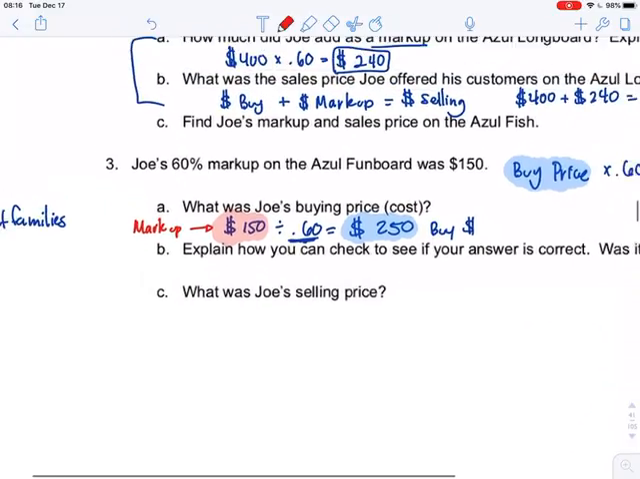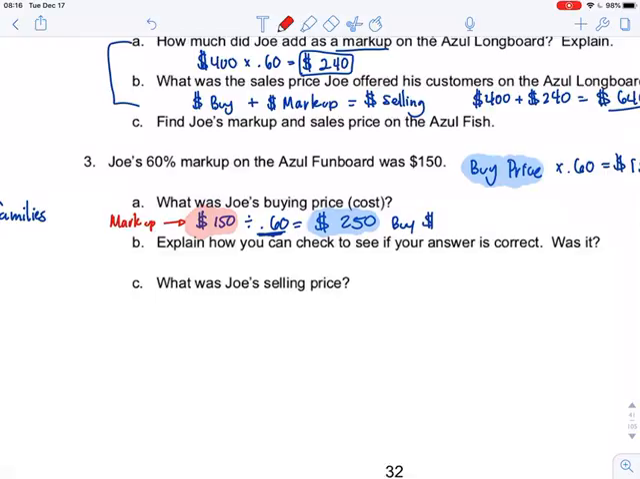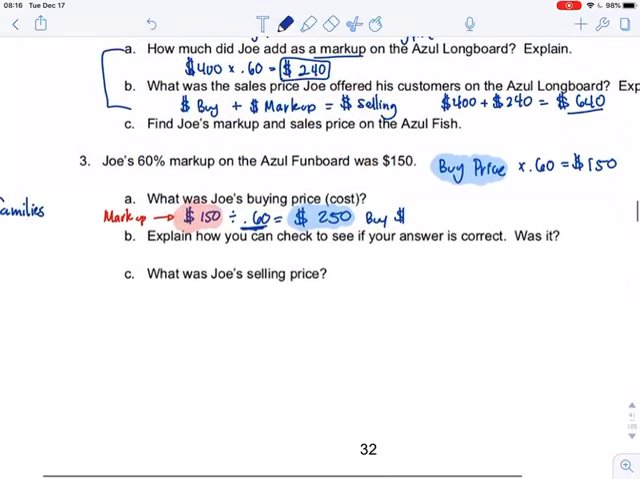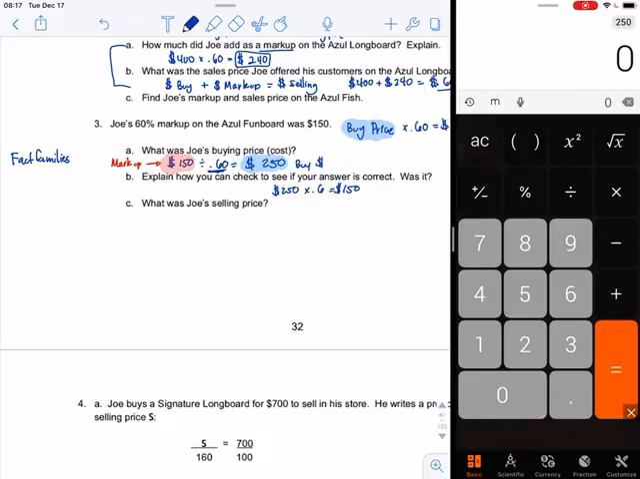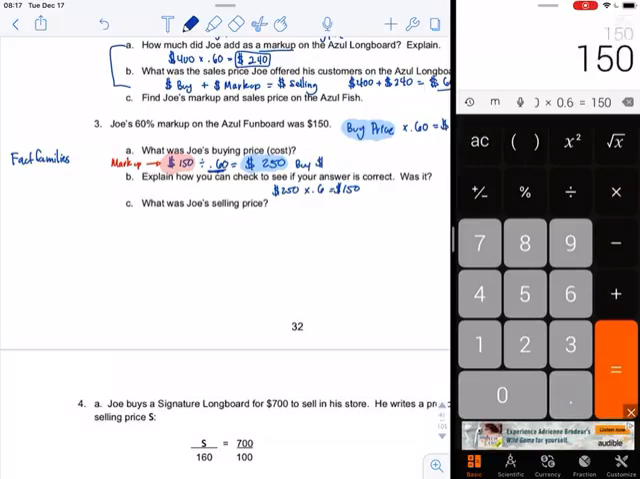Okay, explain how you can check to see if your answer is correct. Well, we already did this before. We already know how to find the markup. So we're going to just do what we did in question number 2. I have $250 times 0.6. It should equal $150. If it doesn't, then I made a mistake. Okay, so let's check that again. 250 times 0.6, 150, it checks out. If that checks out, then it's true.